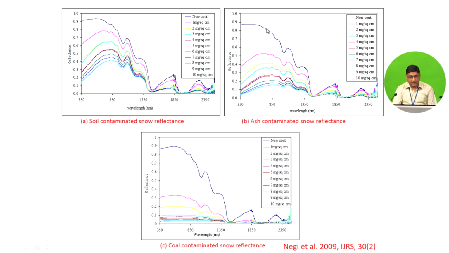Similarly, this is the field spectra of ash contaminated snow. You can see that with the increase in ash contamination, the reflectance is decreasing. Similarly, this is how it looks when coal is contaminated in snow, so reflectance will decrease with the increase in the coal concentration. If we have such field spectra, we can identify what kind of condition is there in the field of snow.